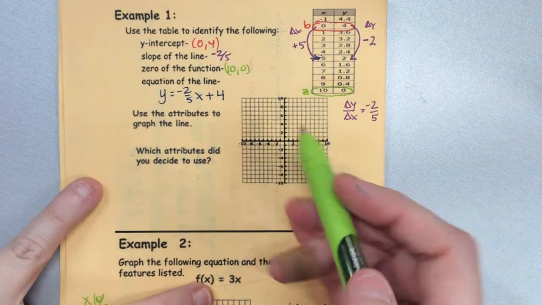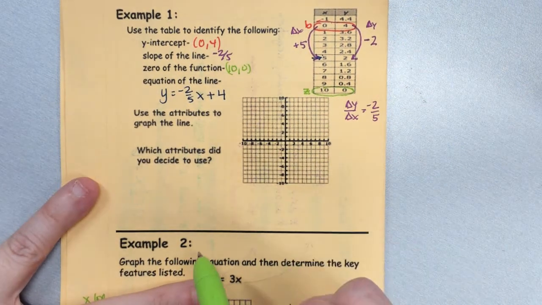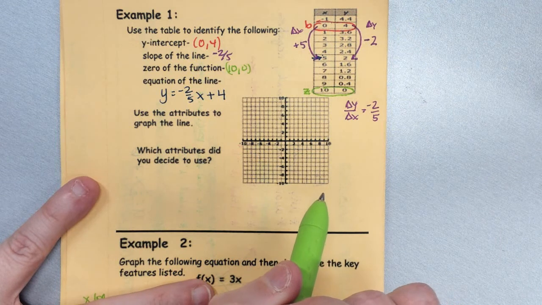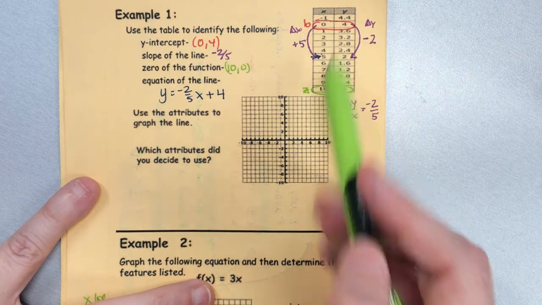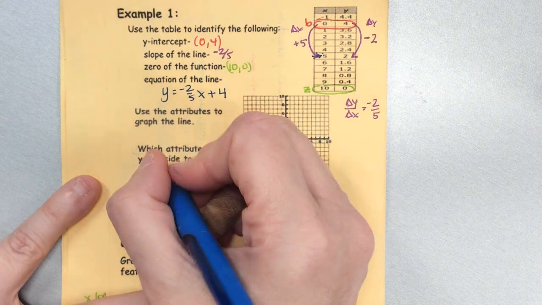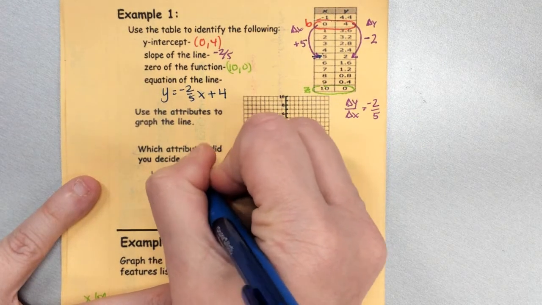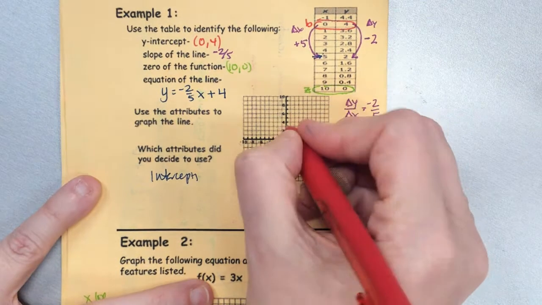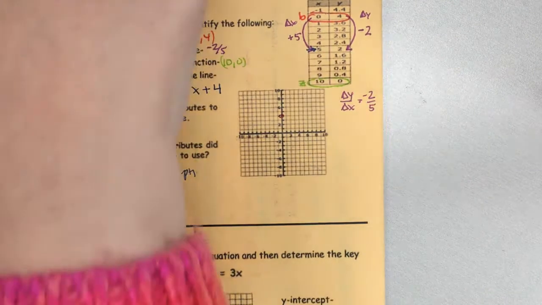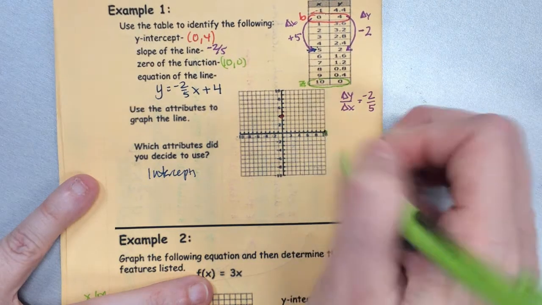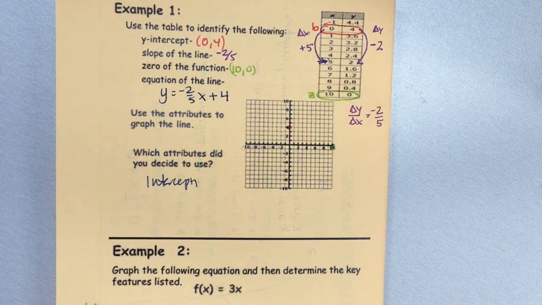Okay. Now, when you plot these points, which 2 points do you think you want to use? I mean, I'm going to use the intercepts, right? You don't have to use the intercepts, but I'm going to because, hey, they're right there. They're so easy to plot. I don't even have to think about it when I plot the intercepts, right?